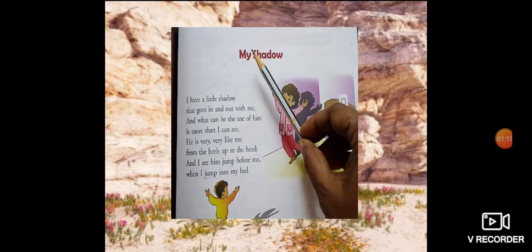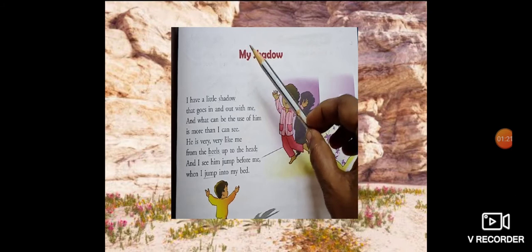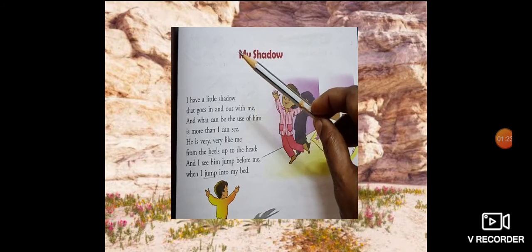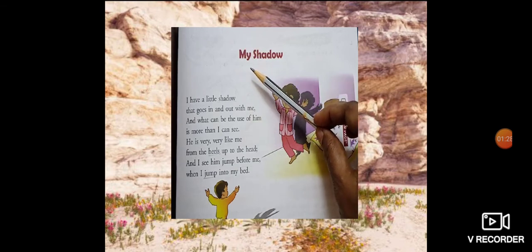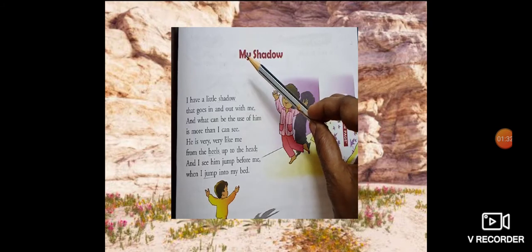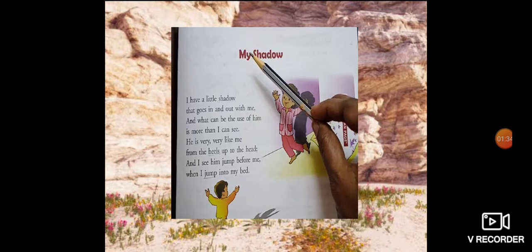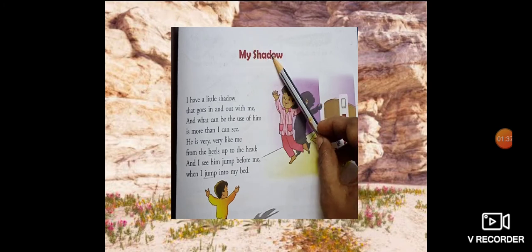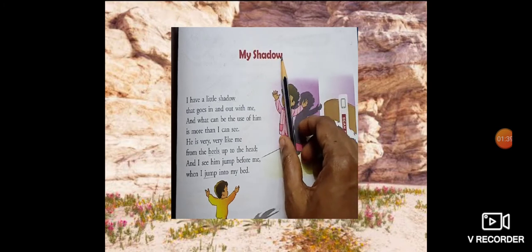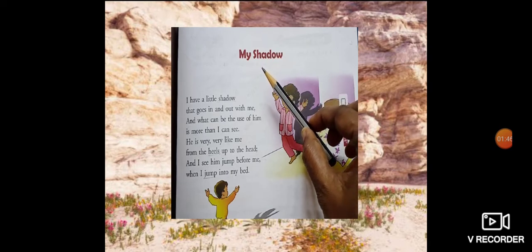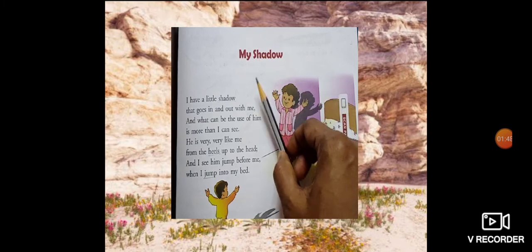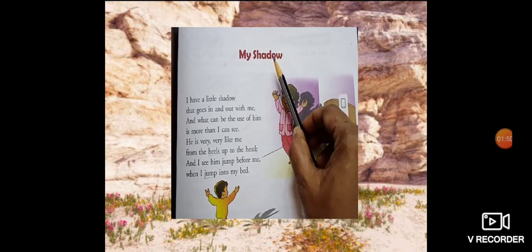Pencil shadow. Why? You are blocking the light on a surface. That is why you are getting a shadow here. Here you can get the shadow of the pencil. Can you see this? And my hand also. Shadow is a dark area. Why do you get that dark area? Because you are blocking the light on the surface. That is called shadow. Okay?